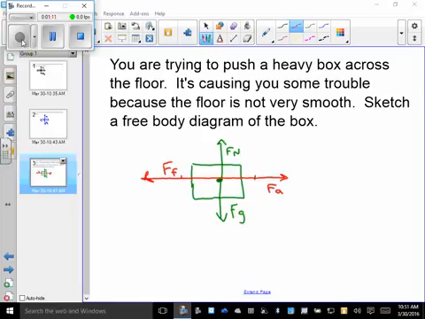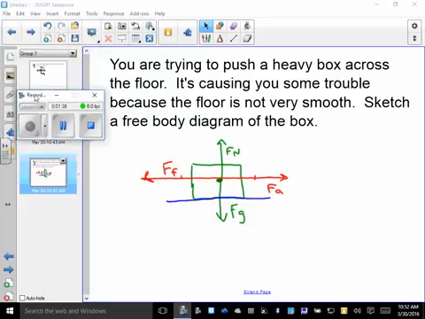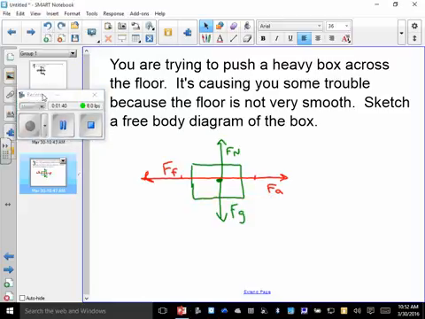It's tough to push because of friction between the box and the floor, so that's the force of friction. It always opposes motion of an object. It's parallel to the surface it's on. So if you can imagine that the bottom of the box here is the surface, friction is always parallel to that. We don't include the surface on here though, so I'm going to get rid of that. There we go.